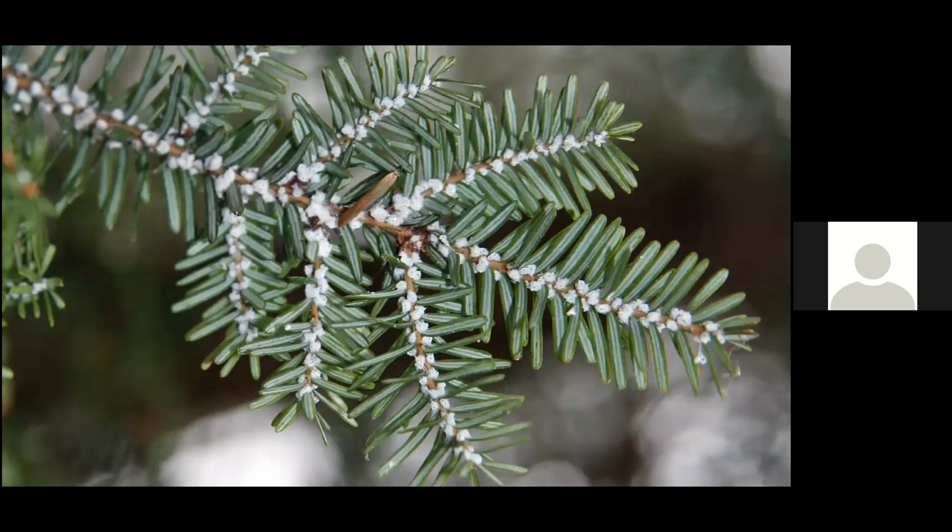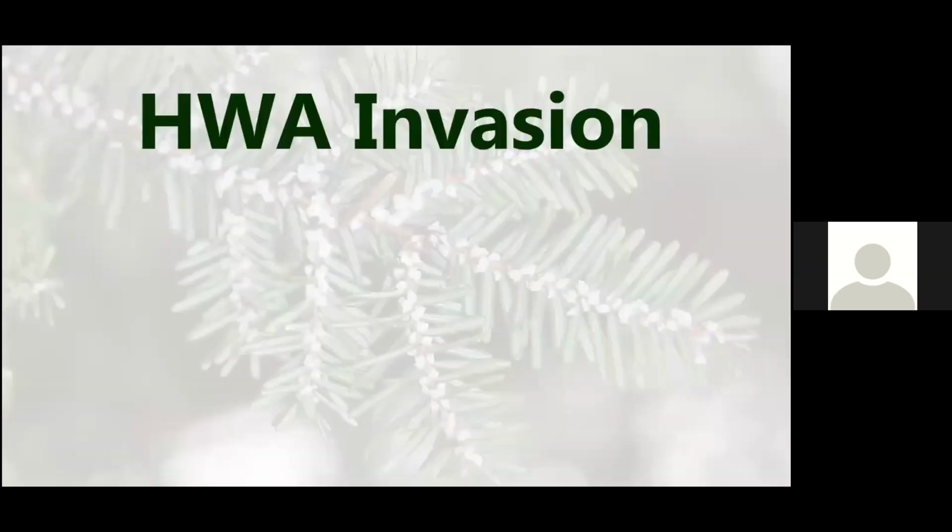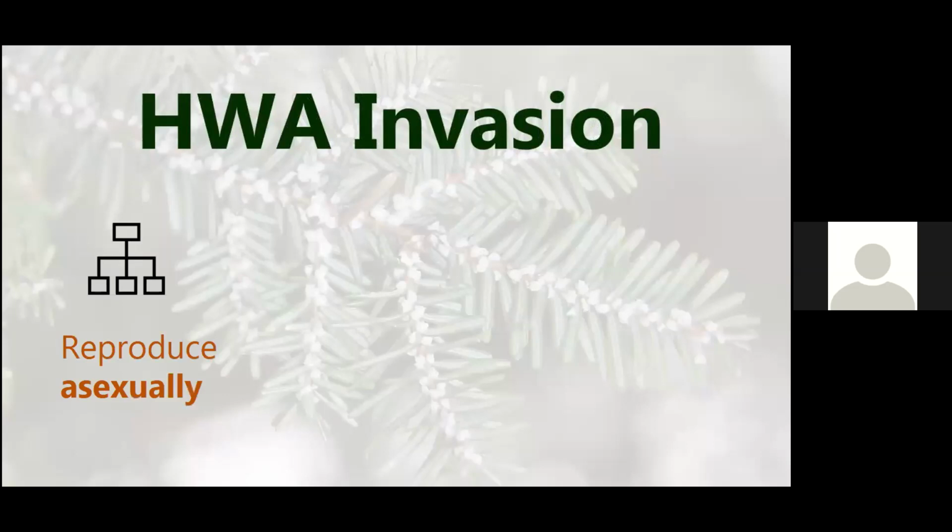HWA is a non-native. Not all non-natives are invasive. So I'm going to talk about the 3 major reasons why HWA is so invasive. The first is that they can reproduce asexually. So it only takes that one individual to start a new infestation. So you just have one crawler landing on a twig, and they can reproduce quite quickly. And you can see if you're laying 50 to 100 eggs per individual, how quickly those populations are able to build up.